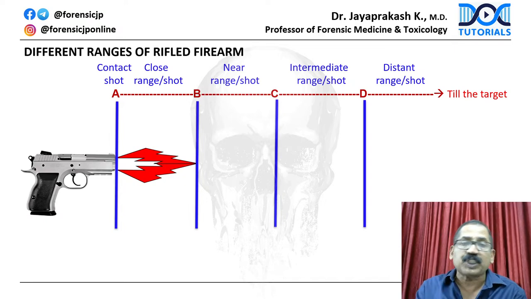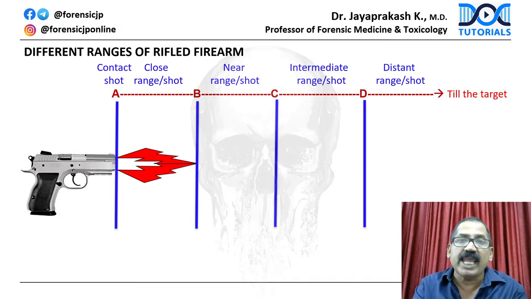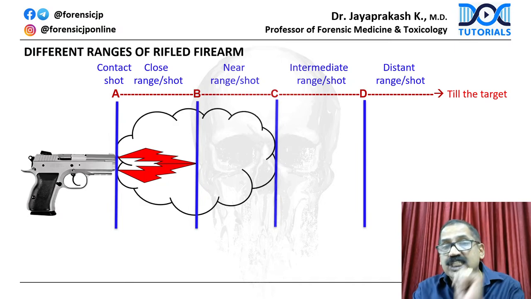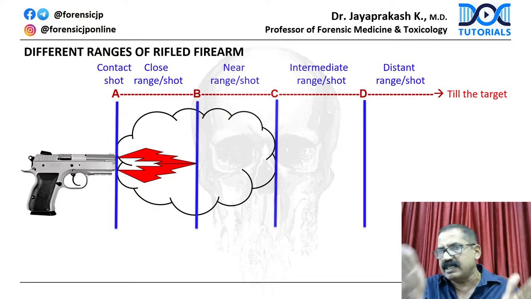Okay. What do you mean by near range or near shot? Near range or near shot means the target or the person is beyond the reach of the flame, but within the reach of the smoke and soot. That means the person is standing between B and C. B means the reach of the flame. C is the reach of the soot and smoke.